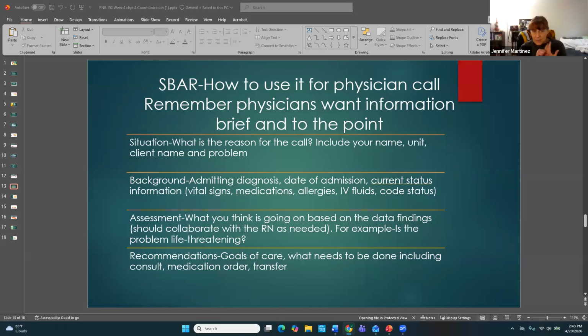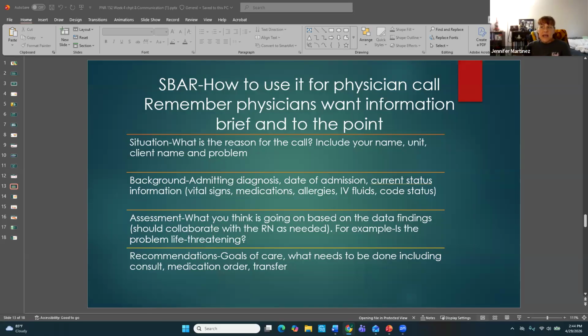is going to be things like your admitting diagnosis, their admitting date, how long they have been there, what their current status is, and any information related to that. So obviously, if I'm calling about chest pain, I need to have some vital signs, right? Their medications, any allergies, are they on any IV fluid? What's their code status? Any pertinent MRSA medications, any mental status changes, things like that.